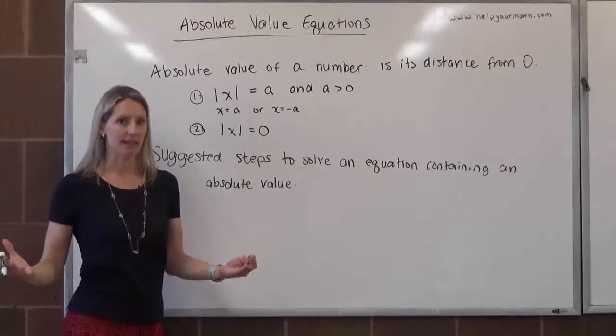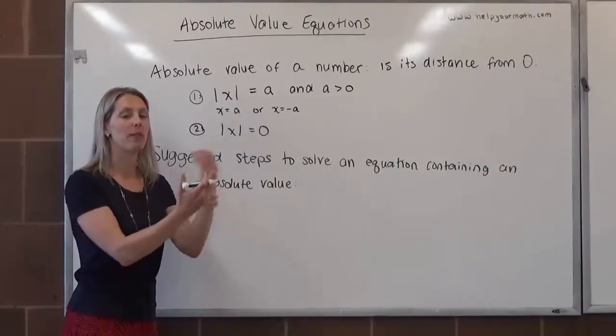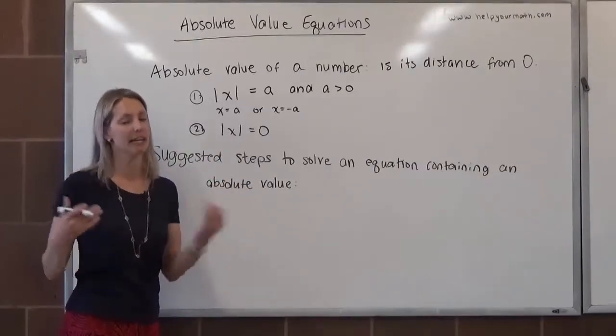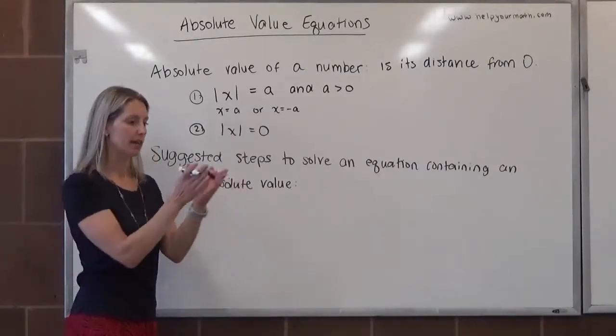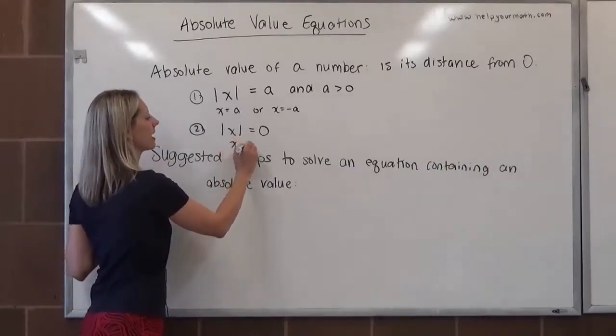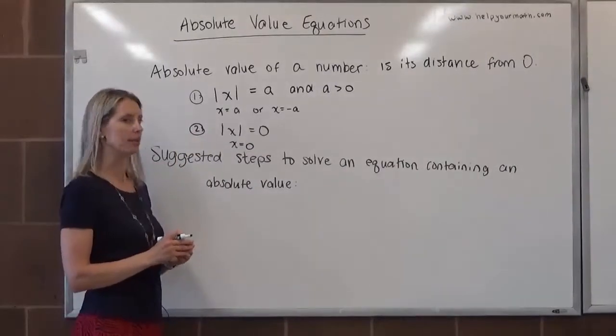If we have an absolute value equation and the absolute value is equal to 0, well, there's only one way for that to happen. The only way that the absolute value of something is 0 is when what's inside is 0 itself. Because remember, 0 does not have a sign. It's neither positive nor negative, and it's 0 units away from itself. So in this case, we would say x is equal to 0. One case when the absolute value is equal to 0.